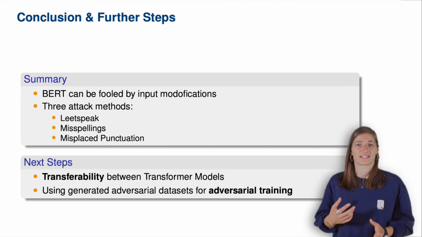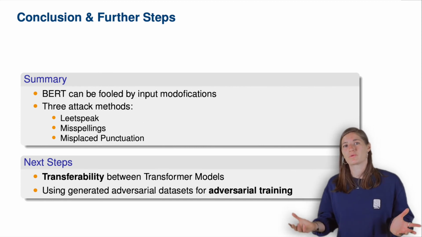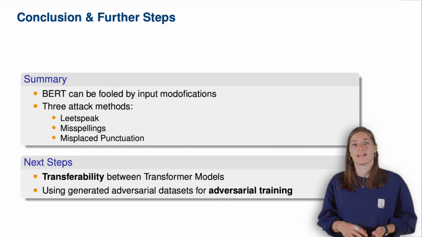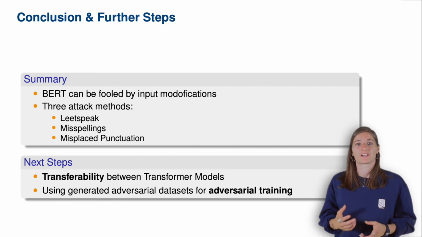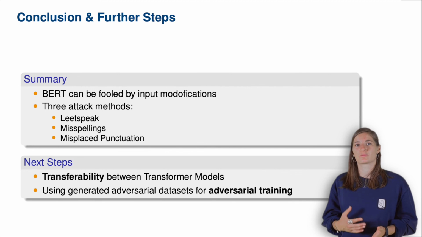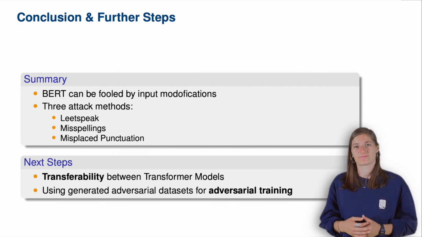Testing our generated adversarial datasets on other language models as a next step would provide information about the transferability of our attacks. Additionally, established countermeasures such as adversarial training should be further investigated for their effectiveness. Our result dataset can be used in the process to increase the robustness against such attacks.